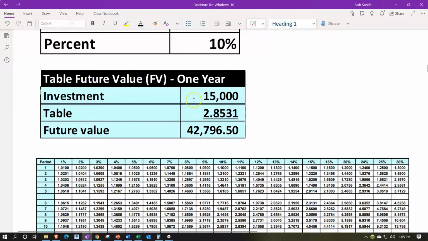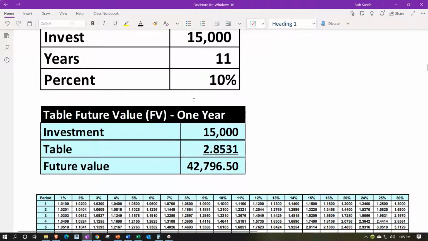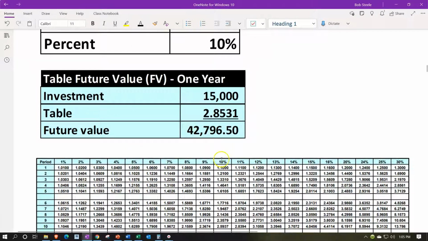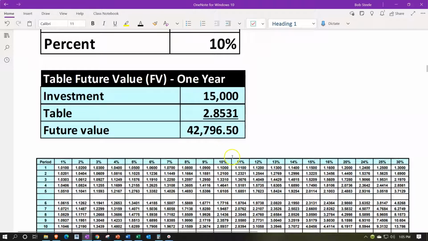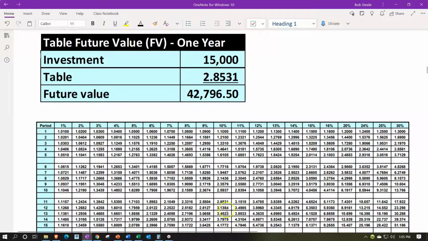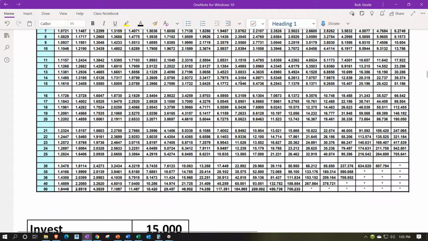But if you then have the tables, we've got the 15,000, then we pick up the amount from the tables, which is going to be the percent and the number of years. So here's the percentage and number of periods. We have to make sure to line up the periods and the percents properly, this being years and rates. Let's do that again. This was 10% and 11 years. 10%, 11 years: 2.8531, once again giving us the 42,796.50. So that's another method to get to a similar calculation.